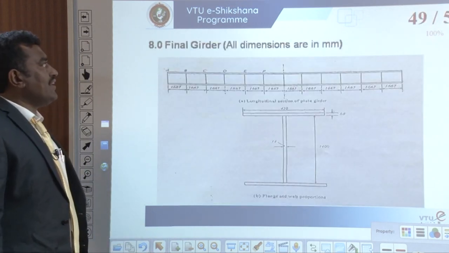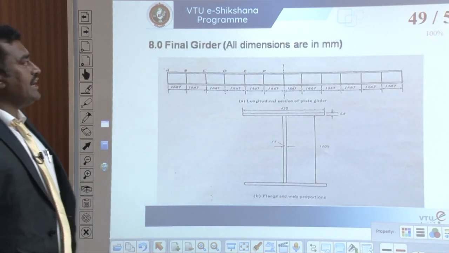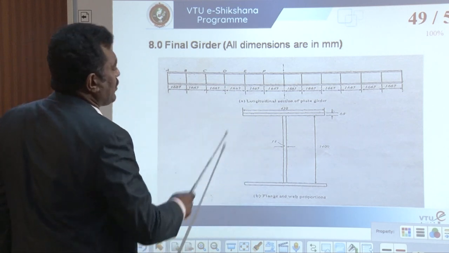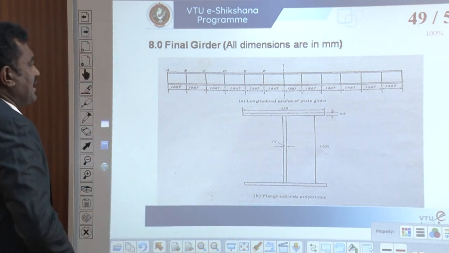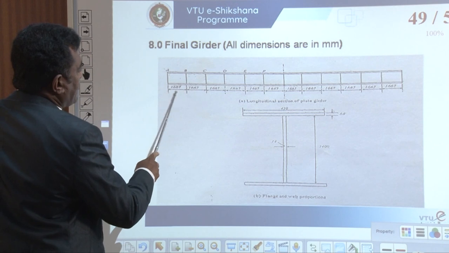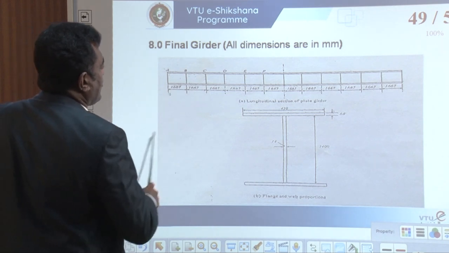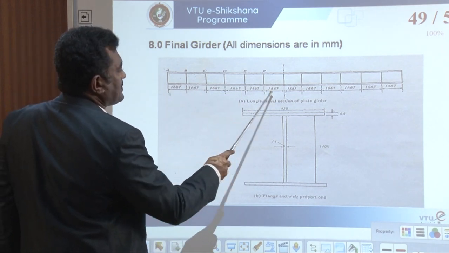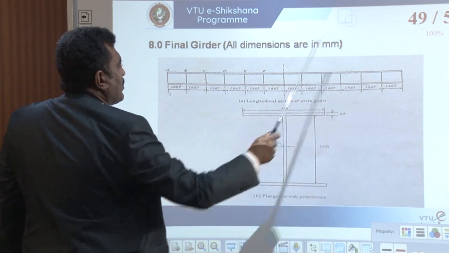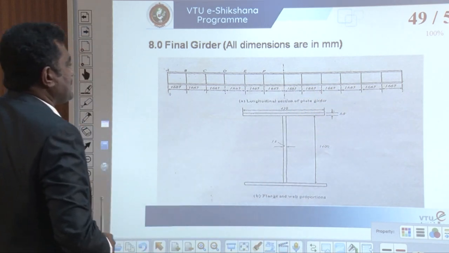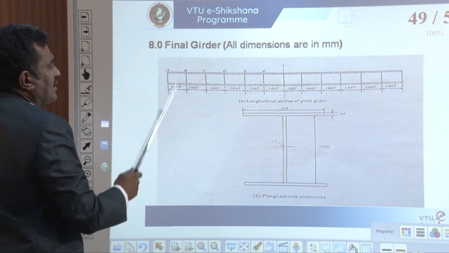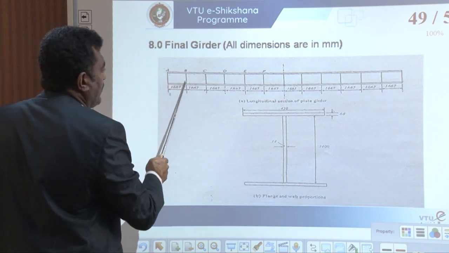Then finally, the girder, all dimensions in mm, will look like this. The spacing of this girder is 1667, that is 1, 2, 3, 4, 5, 6, like that. We are providing stiffeners. This is the end panel. This is the intermediate load bearing panel.